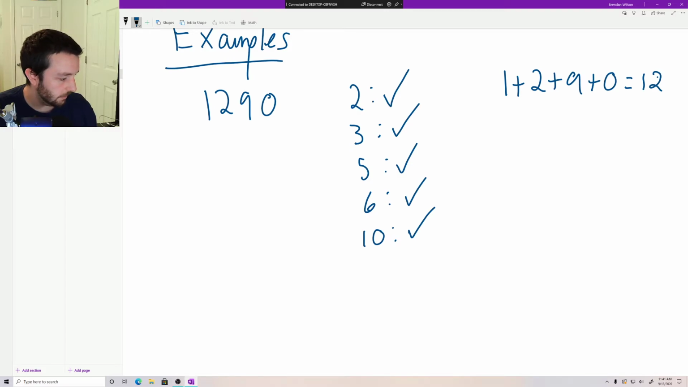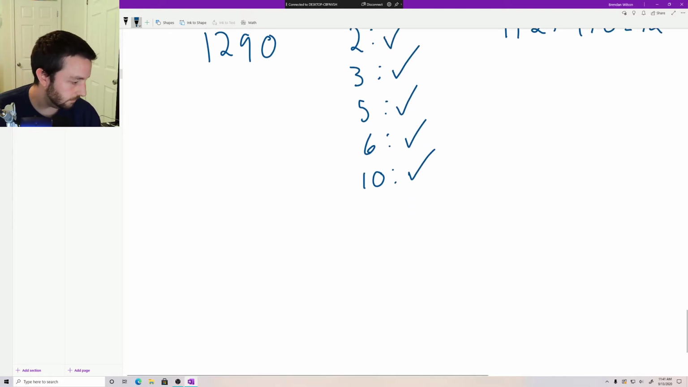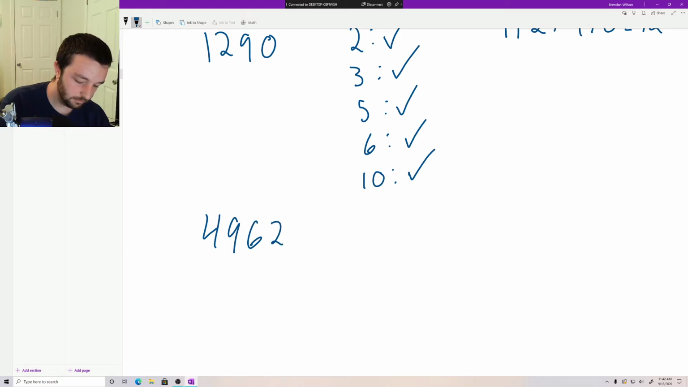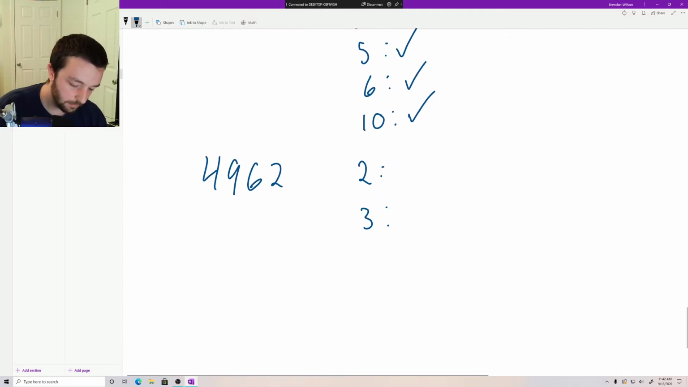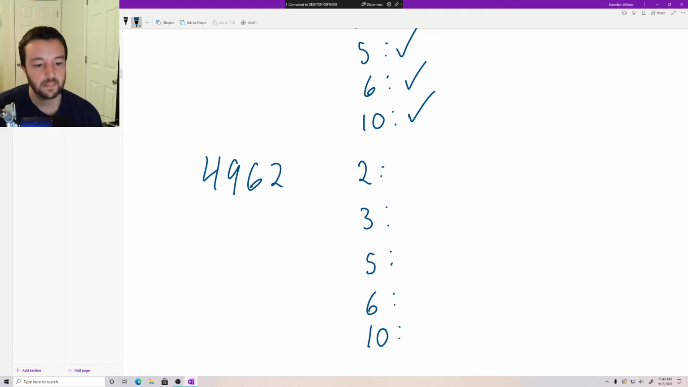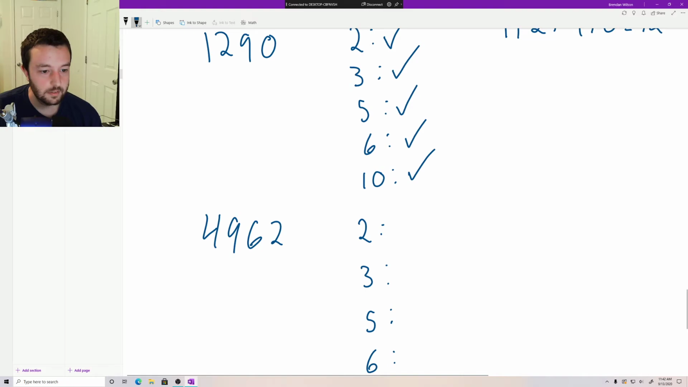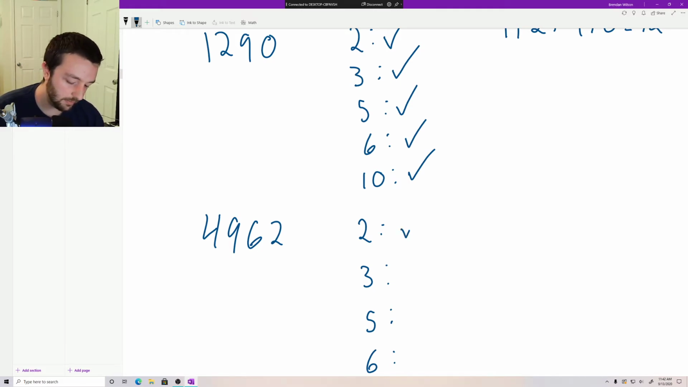Let's do one more example. Okay, 4962. So for 2, does it end in 0, 2, 4, 6, or 8? Yes. All right, it ends in 2, so it is divisible by 2.